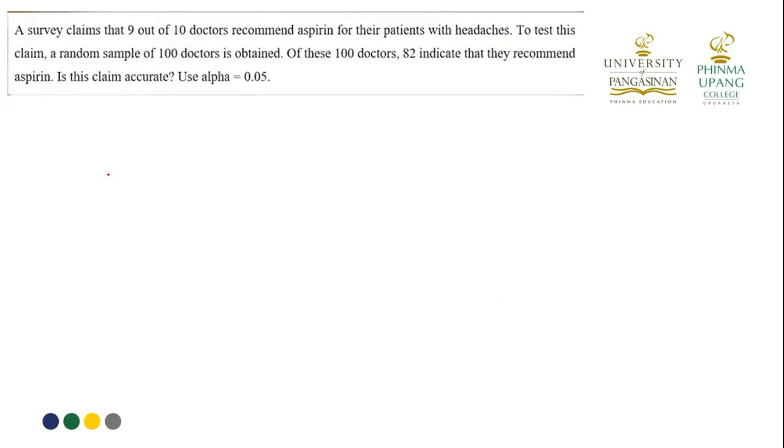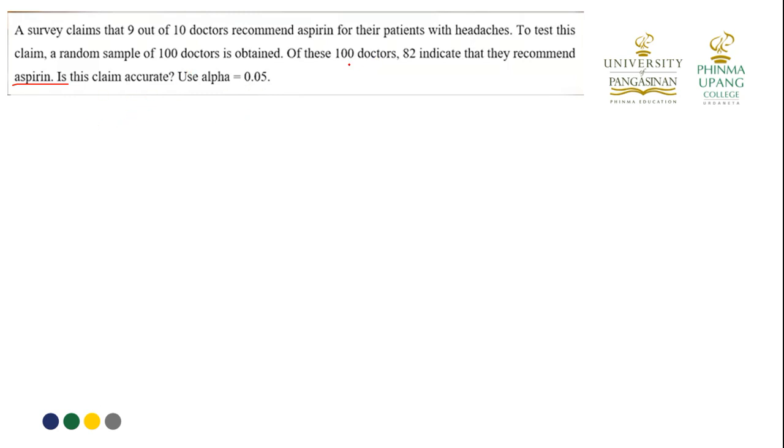Mag-solve tayo. Okay, a survey claims that 9 out of 10 doctors recommend aspirin for their patients. And please help me in solving the problem. So, wala akong calculator dito. Kayo magsusolve ng mga problem. To test this claim, a random sample of 100 doctors is obtained. Of these 100 doctors, 82 daw yung na-indicate that they recommend aspirin. Is this claim accurate? Use alpha 0.05.